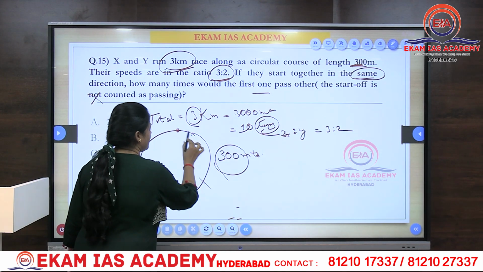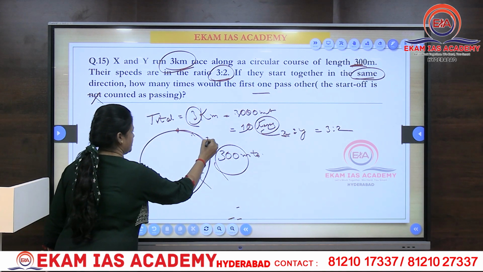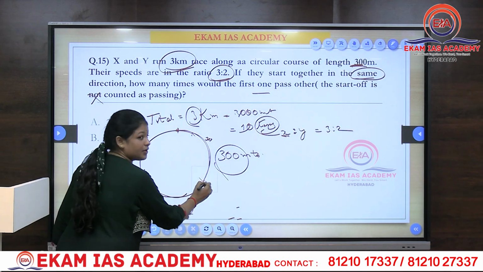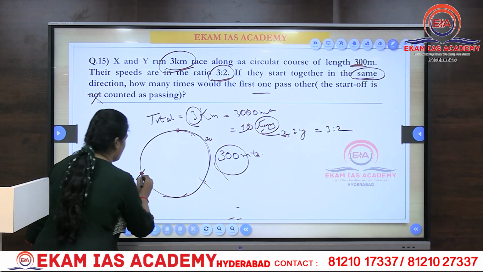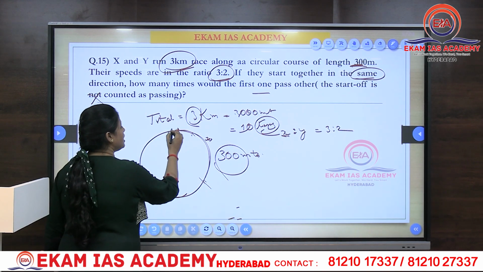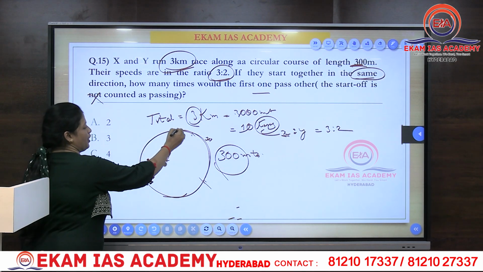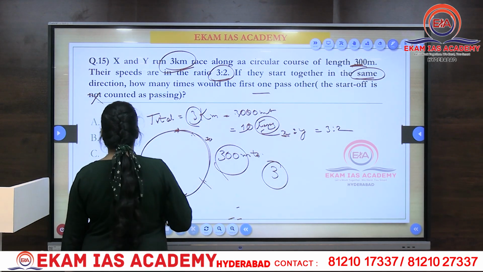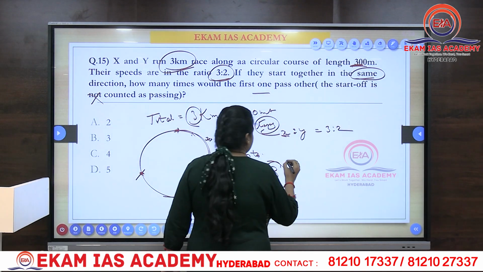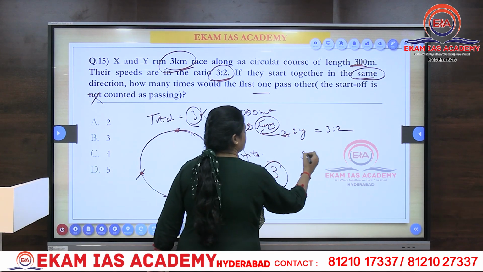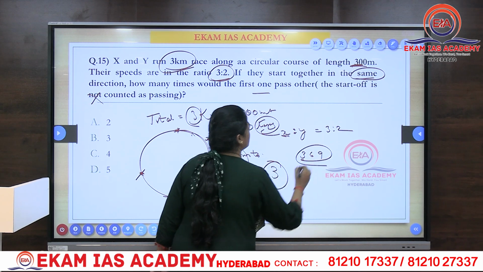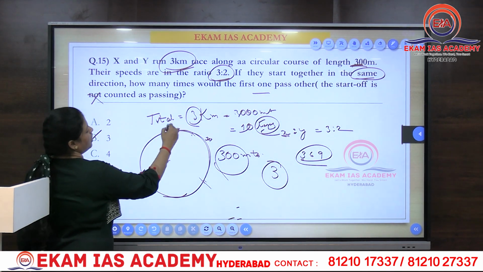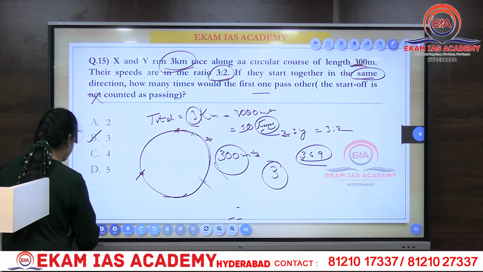Y in the first lap will cover 1, this 100, 100, 100, only 200. Next round, 1, 2, 100, 100, only 200. Next lap, third lap, 1, 2. So it will come to the starting point after 3 laps. Okay, so how many laps would be there? 3, 6, 9. So x and y coincide only 3 times in this race. We are going to the next question.